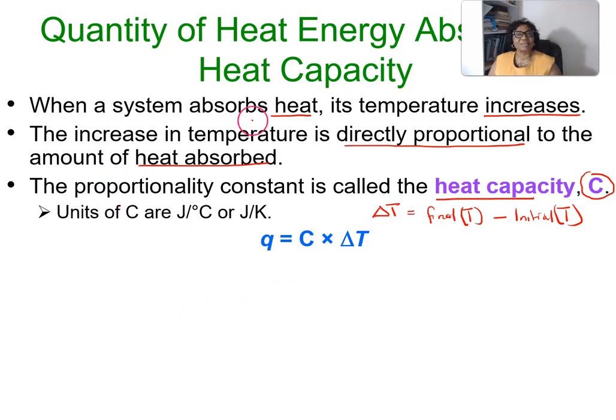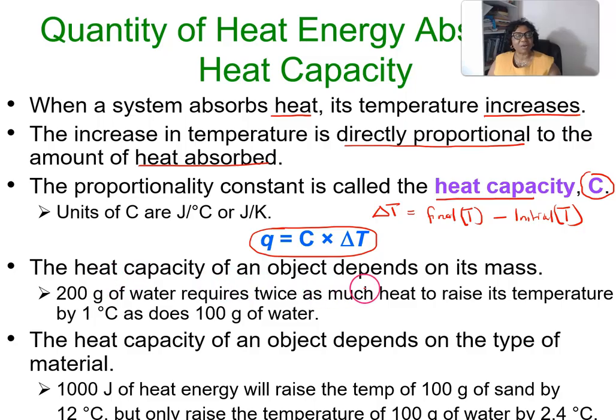So when a system absorbs heat, its temperature increases. The increase in temperature is directly proportional to the amount of heat absorbed. So the proportionality constant is called heat capacity. That is how we calculate it.